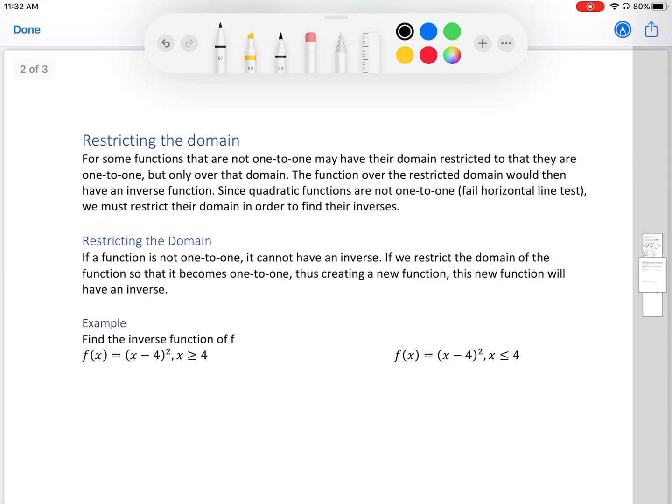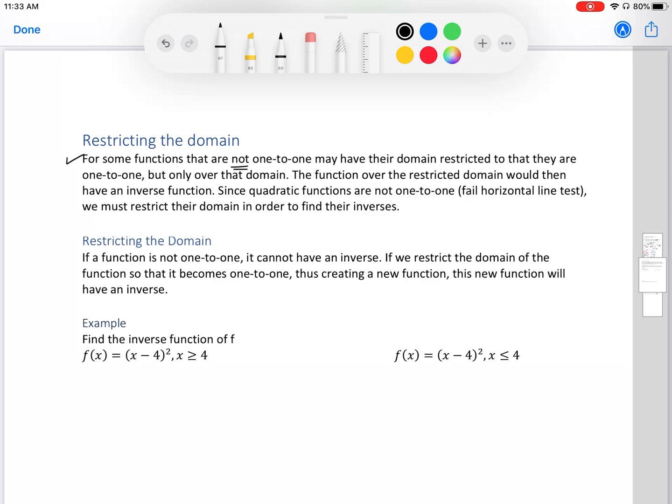Now we have to consider restricting the domain, because some functions that are not one-to-one can have their domain restricted so that they are one-to-one. The function over the restricted domain would then have an inverse function. Since the quadratic functions are not one-to-one, we must restrict their domain in order to find their inverses.